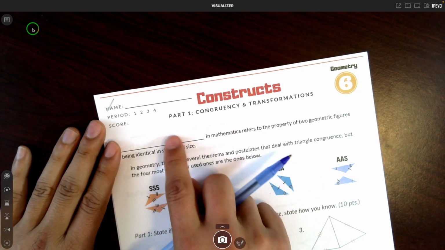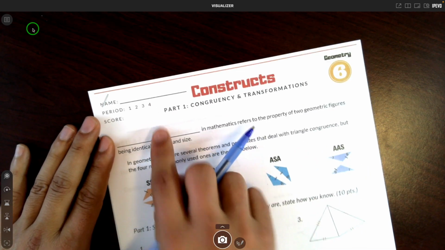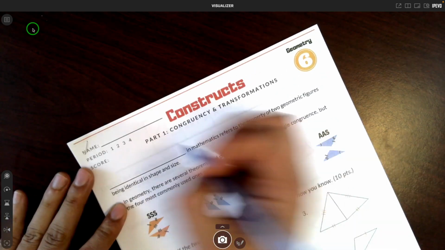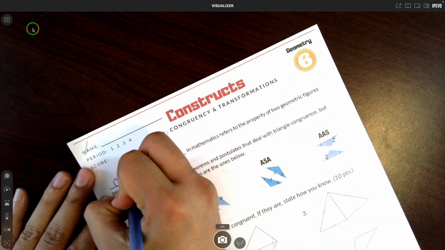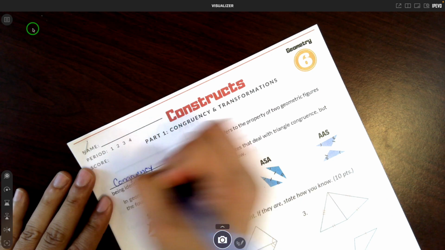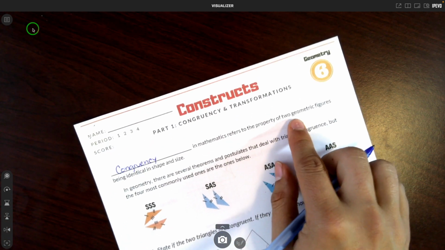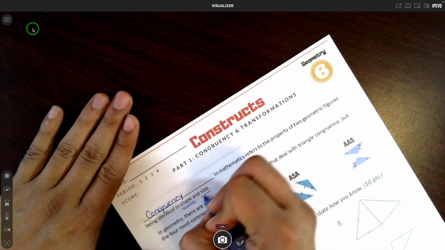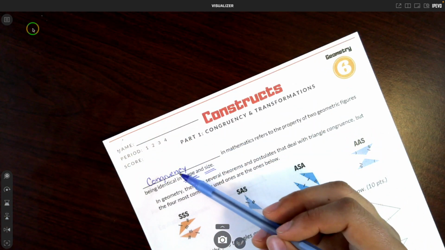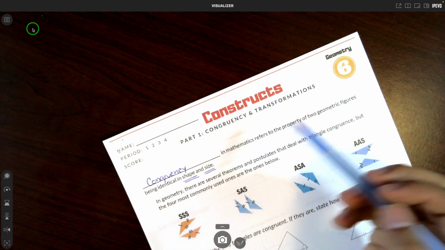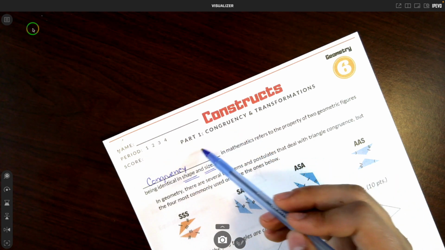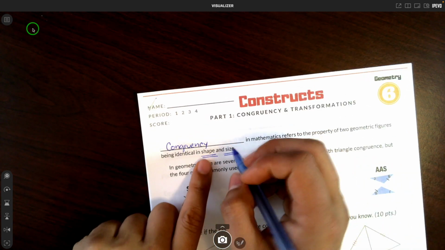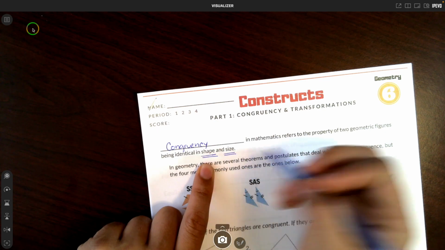Make sure you put your name at the top and the period. And also in mathematics, congruency refers to the property of two geometric figures being identical. And here's the catch: in shape and in size. So when we say two objects, and it doesn't matter what objects they are, if we say there's two objects, they are congruent if they are identical in shape and in size.